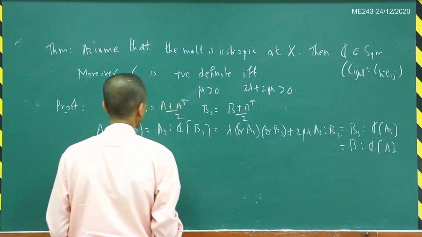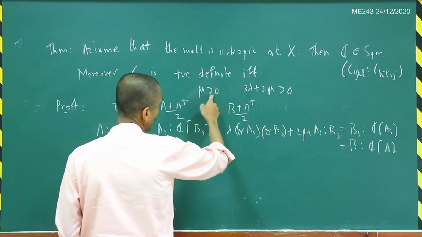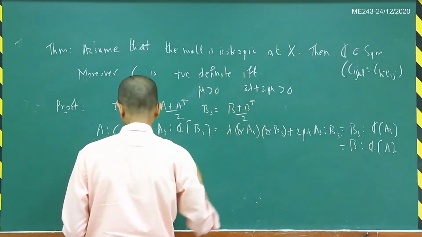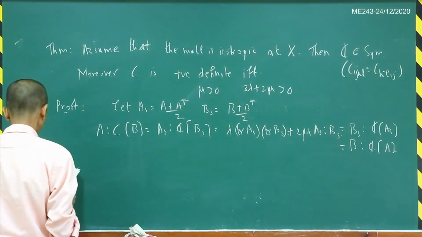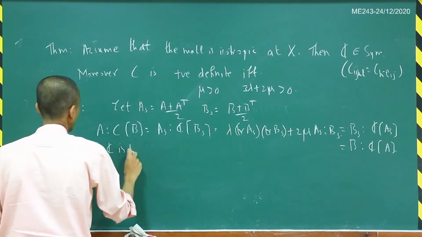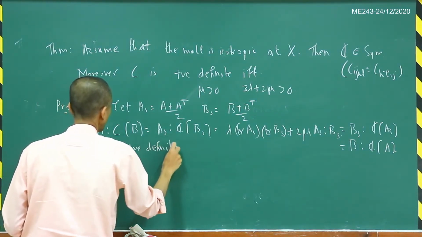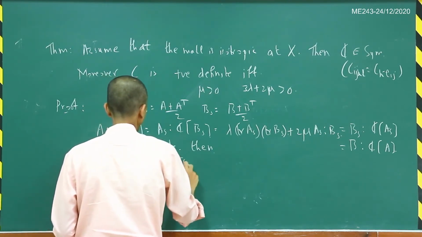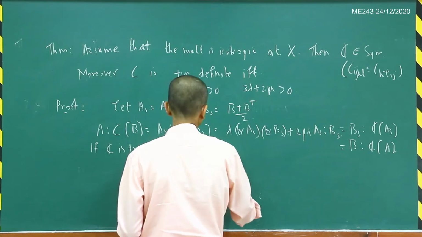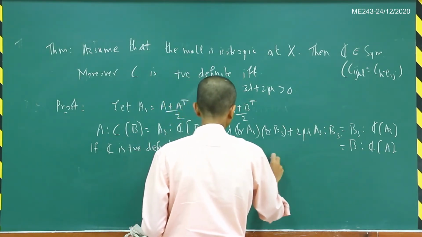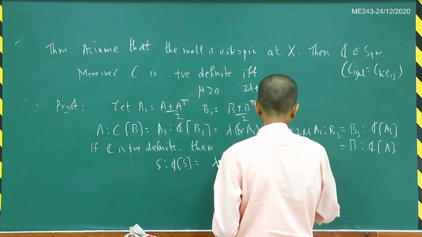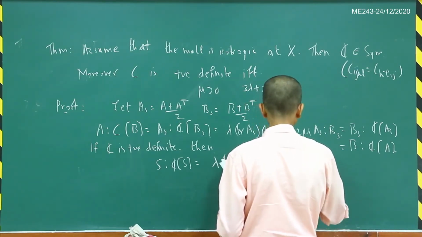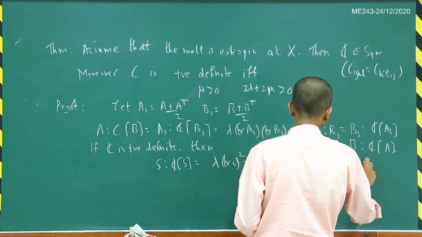Then we want to show that if C is positive definite, then mu is greater than 0 and 3 lambda plus 2 mu is greater than 0. And conversely, if mu is greater than 0 and 3 lambda plus 2 mu is greater than 0, then C is positive definite. So let us look at first the condition for positive definiteness. So if C is positive definite, then S times C in the direction of S is lambda trace of S squared plus 2 mu times S inner product S, which is greater than 0. So this is the condition for positive definiteness here, for all S belonging to Sym minus the 0 tensor here.